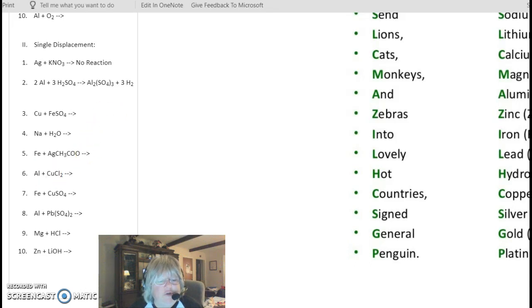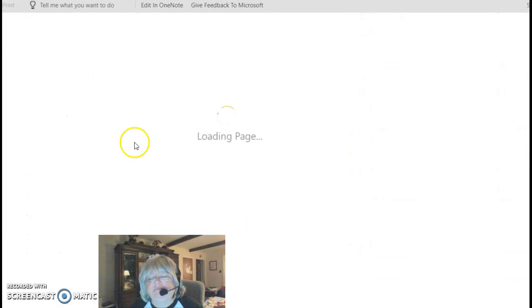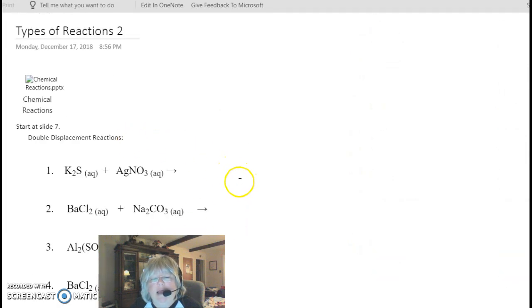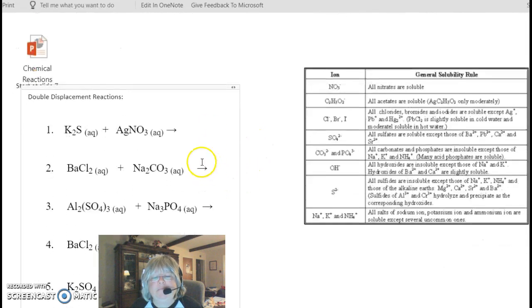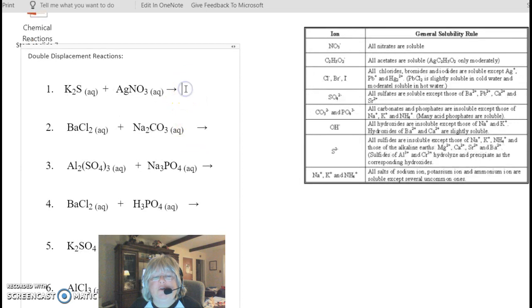Now let me switch over to my second page. And here we can go over some of the double displacements. Okay? So here's my first one. K2S, potassium sulfide, plus silver nitrate yields. Now in a double displacement, like the single, the cations are going to switch places. So potassium's going to go with nitrate and silver's going to go with sulfide.